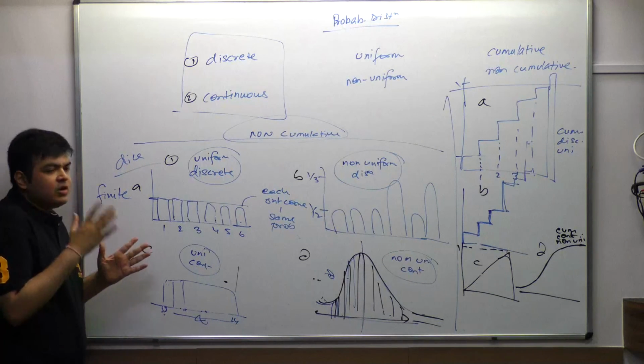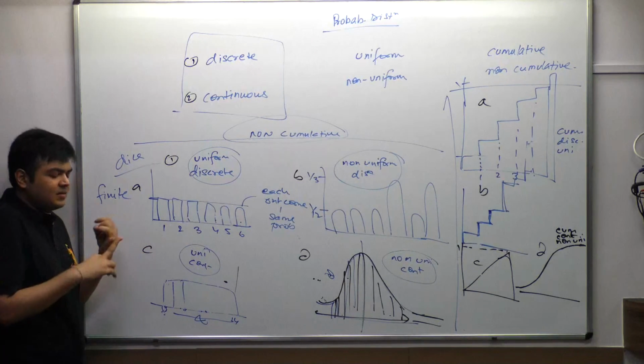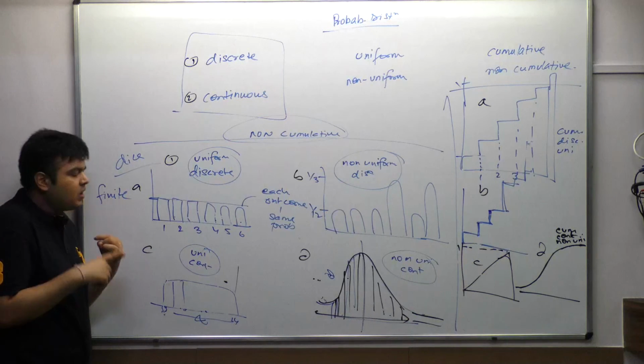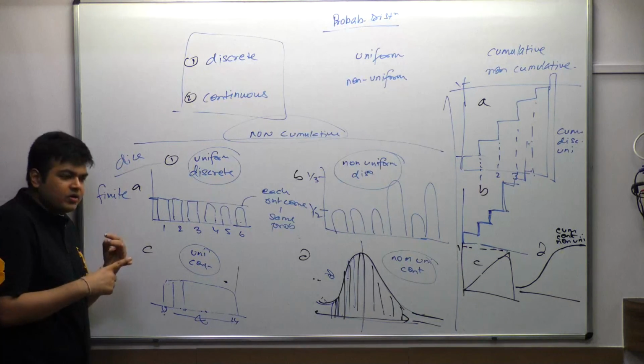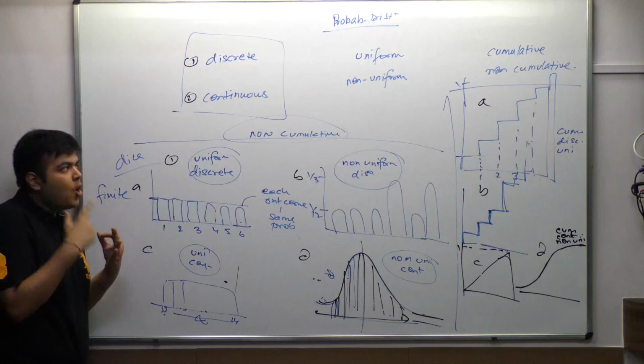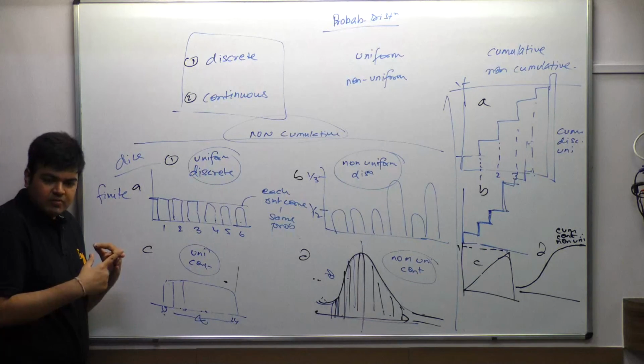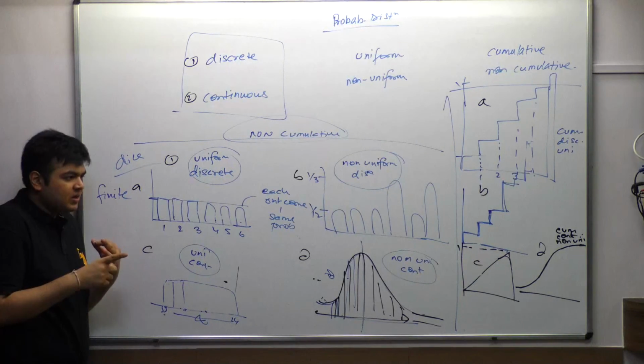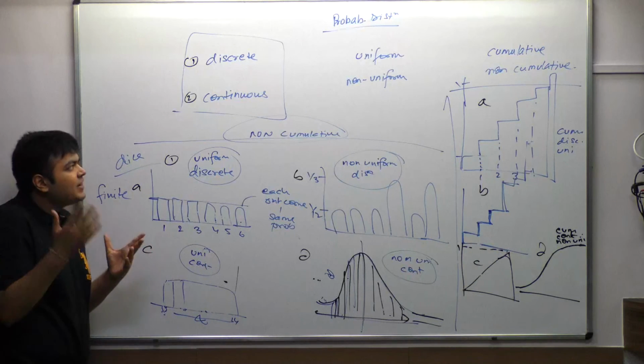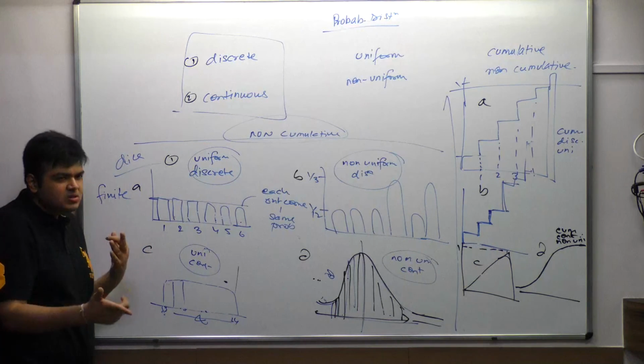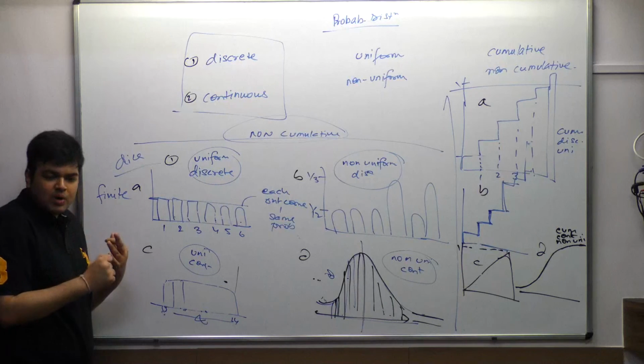So basically we are looking at three characteristics. Either the distribution is discrete or continuous, or the distribution is uniform or non-uniform, or the distribution is cumulative or non-cumulative. तीनों अलग अलग properties define कर रहा है. So any distribution right now, if I tell you uniform, continuous, non-cumulative distribution, you should be able to answer.